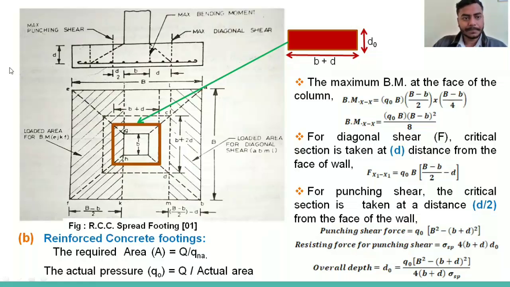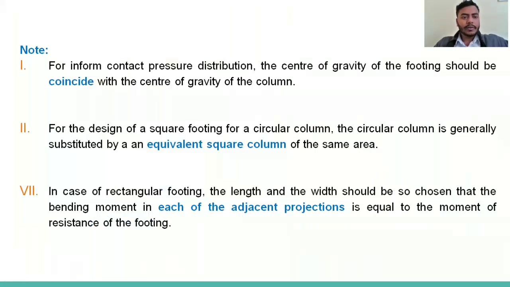Are you getting my point? Okay. So now you can see there are some important points you have to keep in mind when we are going to design an isolated footing. The first, for the uniform contact pressure distribution, the center of gravity of the footing should coincide with the center of gravity of the column. This is very important to get the uniform distribution of pressure at the base of the footing.